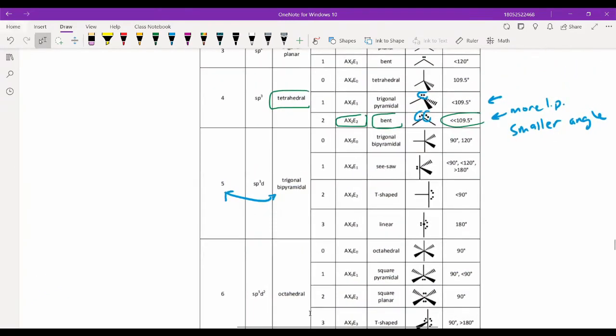Okay, so we have, again, 5 total bond or electron regions, and that's, again, the 5 goes here: trigonal bipyramidal. And the molecular geometry is linear. So we have a 180-degree bond angle, which makes sense if it's a linear structure.